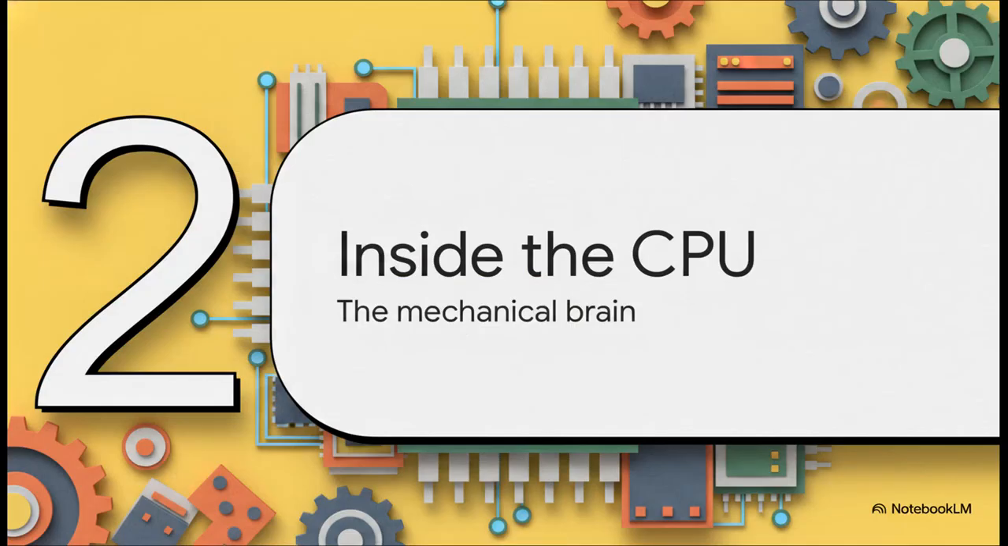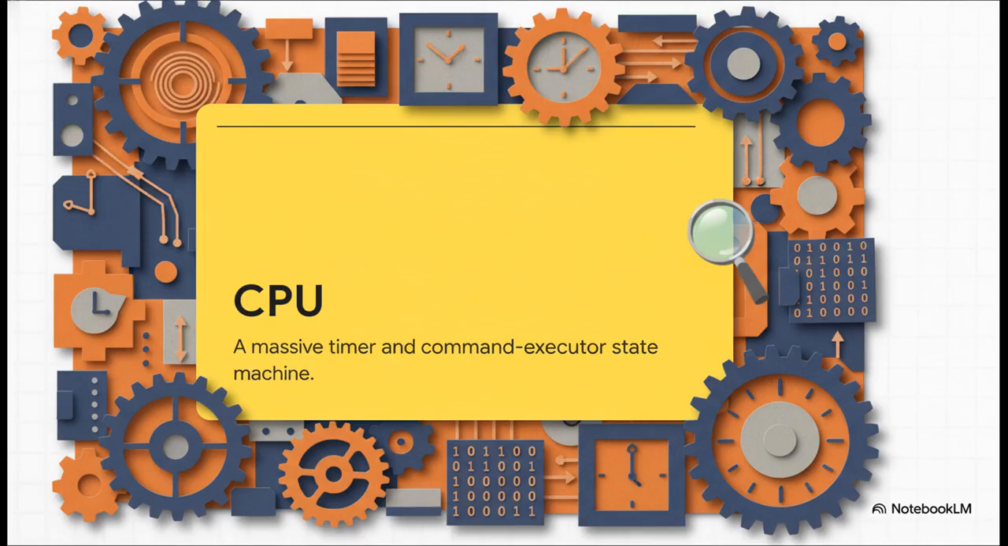All right, moving on to part 2, inside the CPU brain. So let's take a trip right down into the engine room. We always hear the central processing unit, the CPU, called the brain of the computer. But, as engineers, we really need to challenge that analogy.